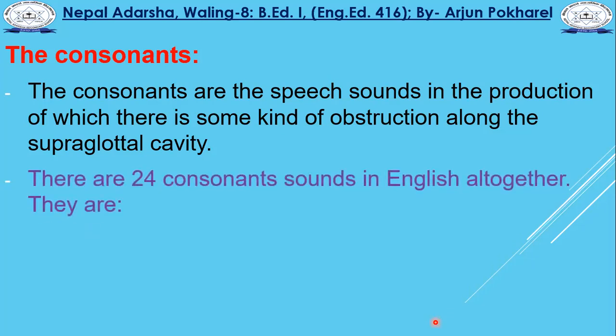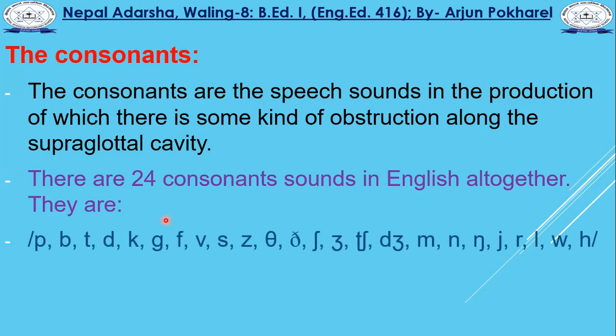Now, how many are there? There are 24 consonant sounds in English altogether. Only consonant sounds here, not consonants. These are what you have to copy down.